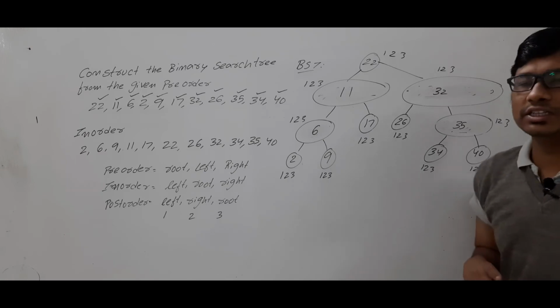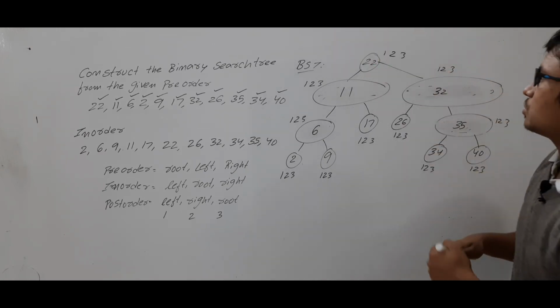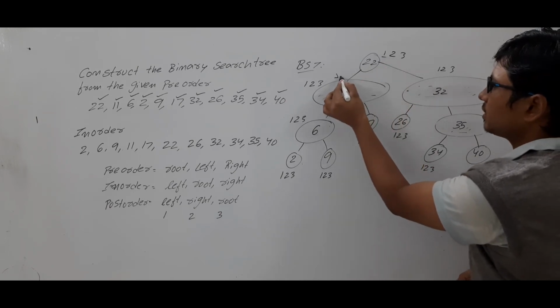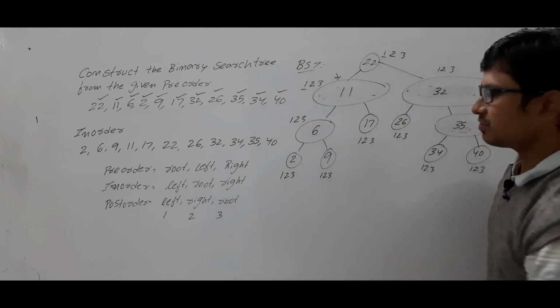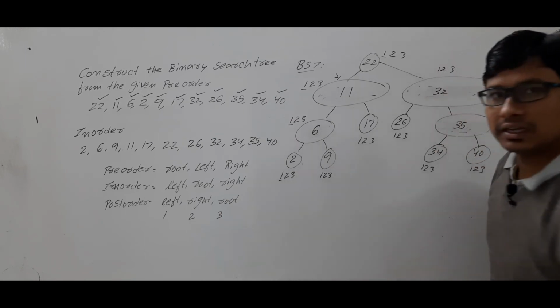Okay, now let's start from the root node. Now step 1 is visit the left subtree. So you are coming here. Again step 1 is visit the left subtree, you are coming here. Again visit the left subtree, you are coming here.